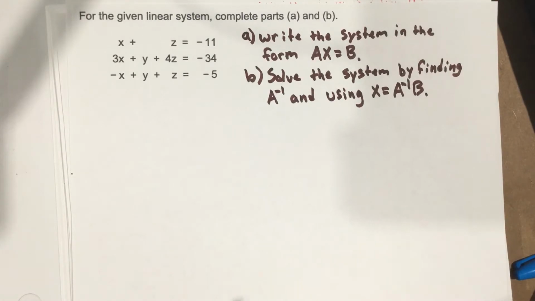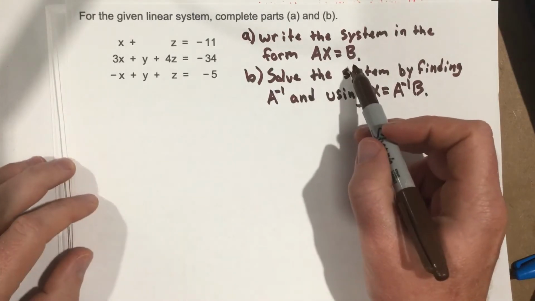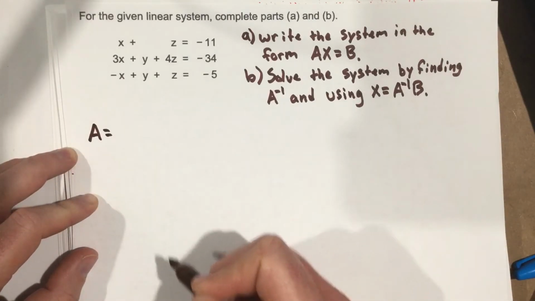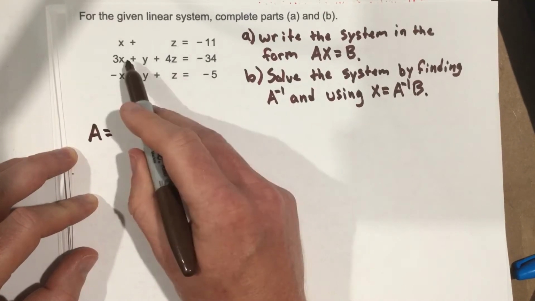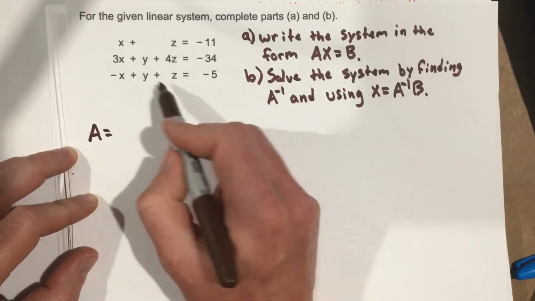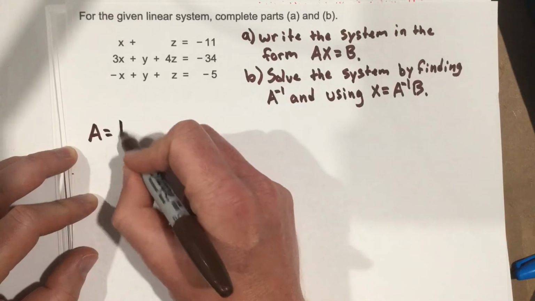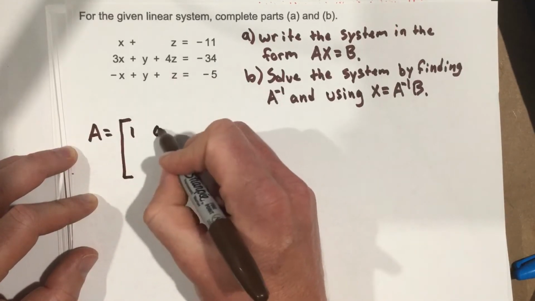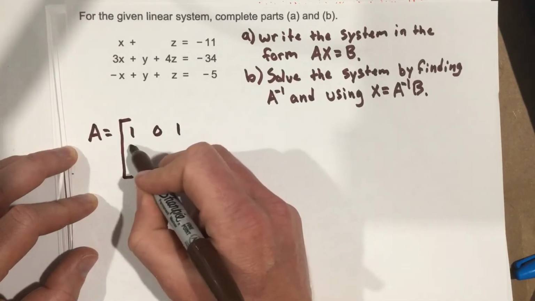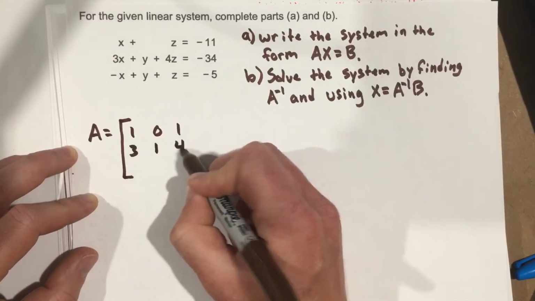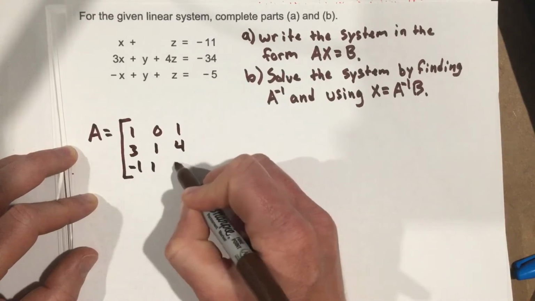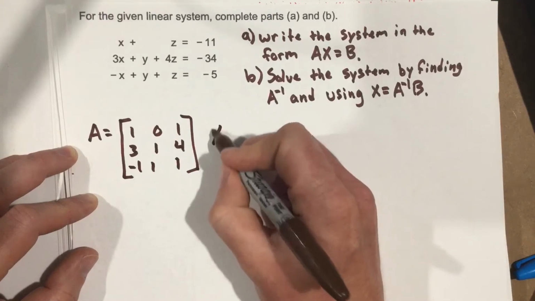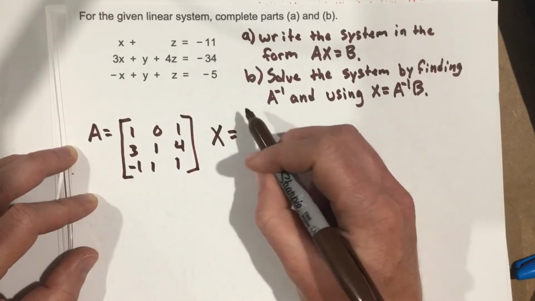All right, let's start by writing this in the form AX equal B. Remember, A is the coefficient matrix. So A is the coefficients of each of these equations. So I'm going to write that as a 3 by 3. That's 1, 0, 1, 3, 1, 4, negative 1, 1, 1. That's A. X, don't get confused with little x, is the variable matrix.